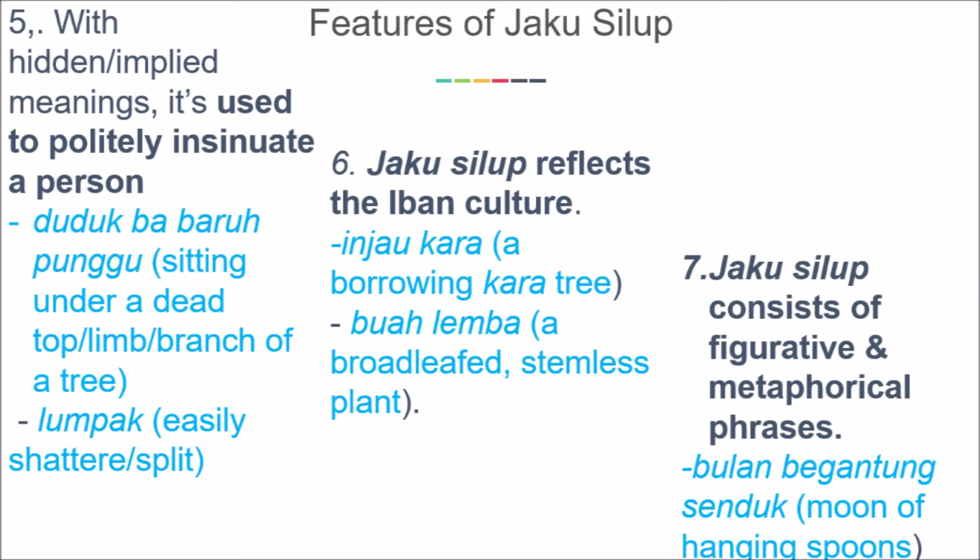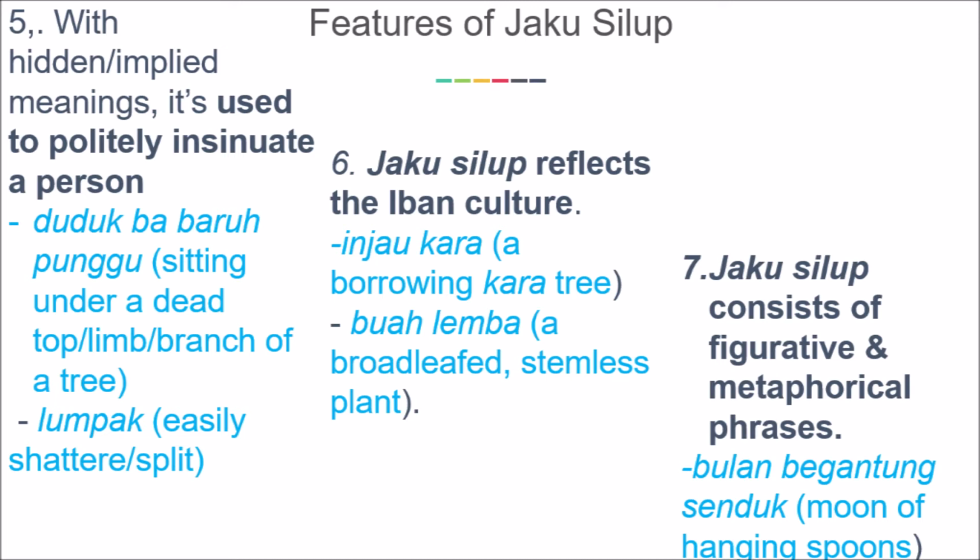The feature found inside the allusion is that it has implied meanings. Even though it is used politely to have hidden meaning, it is used to insinuate a person, right? It is used to teach a person. It is used, for example, to tell that particular person that he is not doing something good. The meaning is implied. And then the next feature is that it reflects the Iban culture.